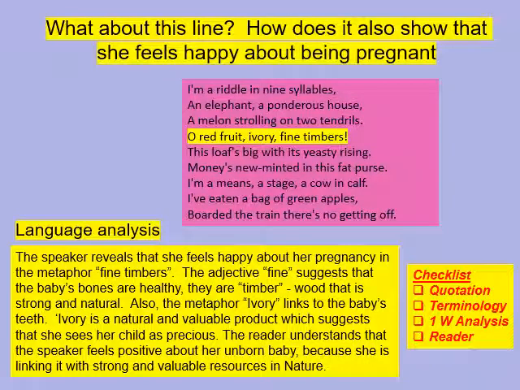And here's one that I've done. The speaker reveals that she feels happy about her pregnancy in the metaphor "fine timbers." The adjective "fine" suggests that the baby's bones are healthy, they are timber, wood that is strong and natural. Also, the metaphor "ivory" links to the baby's teeth. Ivory is a natural and valuable product which suggests that she sees her child as precious. The reader understands that the speaker feels positive about her unborn baby because she's linking it with strong and valuable resources in nature. I want you to upload your one now. I don't want to see that one, obviously.